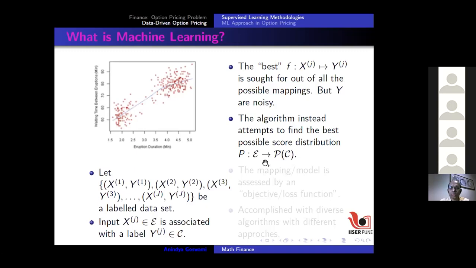One should look for a map from X to the set of all probability measures on C. So instead of Y, we try to find the distribution of Y. That type of association: instead of just point to point, it is point to cloud kind of thing. Okay, so that is the way to do it.